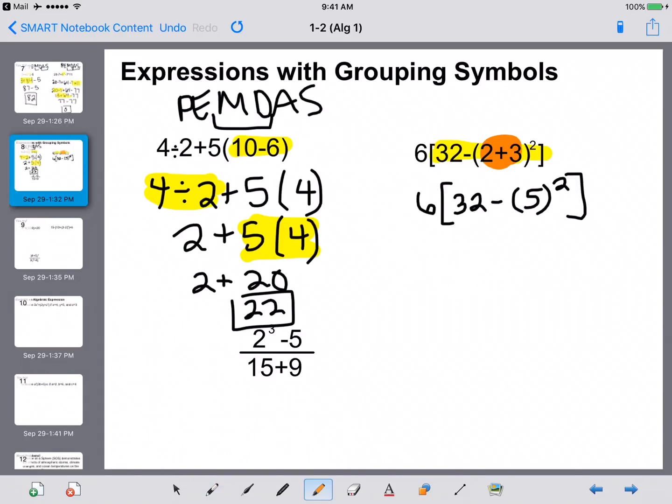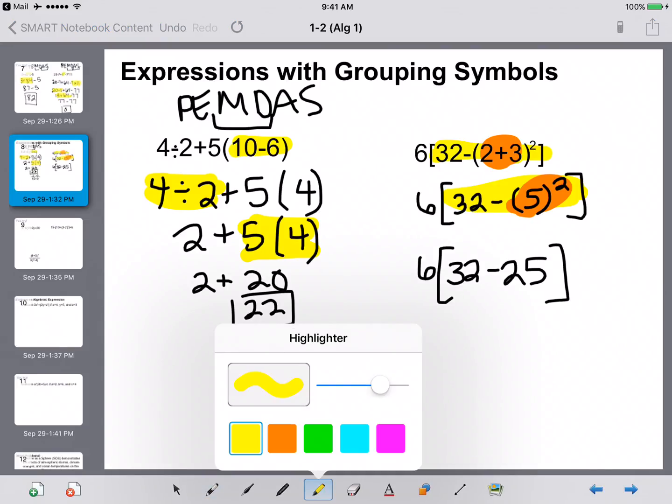Okay, now we're still working inside of our first layer of parentheses. But we've got no more parentheses inside because what's within the parentheses there, 5, is already solved. So now we can take 5 squared because of our exponents next. We're going to write everything out. 6, 32 minus 5 squared is 5 times 5, 25. Now we're going back. 6 parenthesis 32 minus 25.